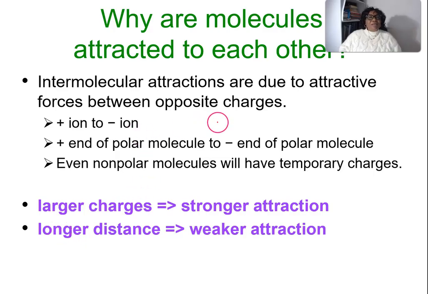And in intermolecular force of attraction, we have ion attraction, positive ion and negative ion attraction. We have the positive end of a polar molecule and the negative end of a polar molecule. Then we even have non-polar molecules with temporal charges. They can cause molecules to be attracted to one another.